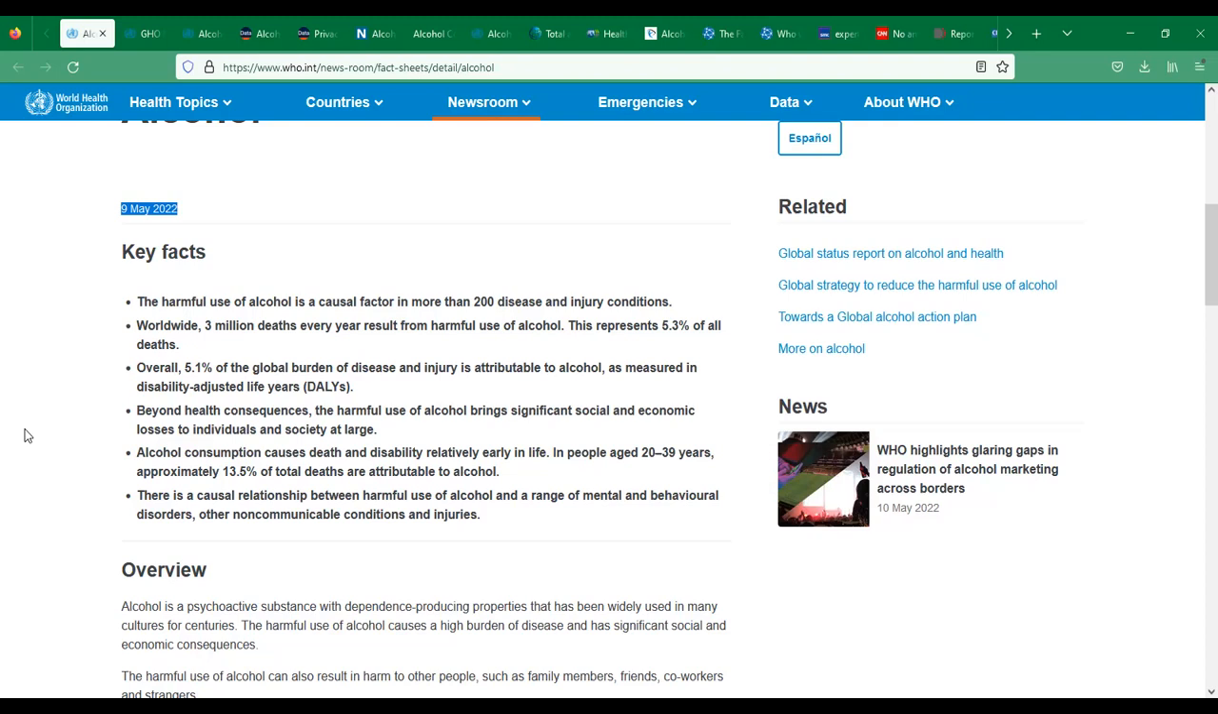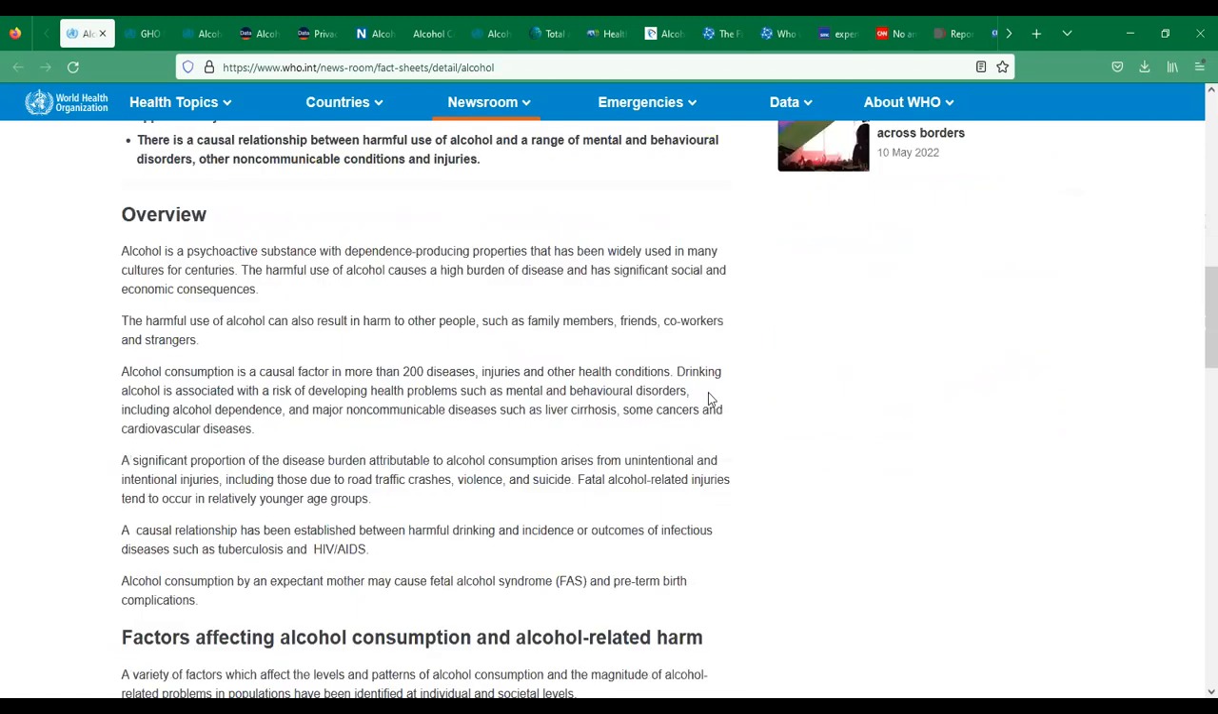There is a causal relationship between harmful use of alcohol and a range of mental and behavioral disorders, non-communicable conditions and injuries. So, looking at the larger impact of alcohol on behavior and mental health, it's not just that the harmful use of alcohol leads to death. Not only does it impact 200 diseases and injuries, it also impacts the family and the society.